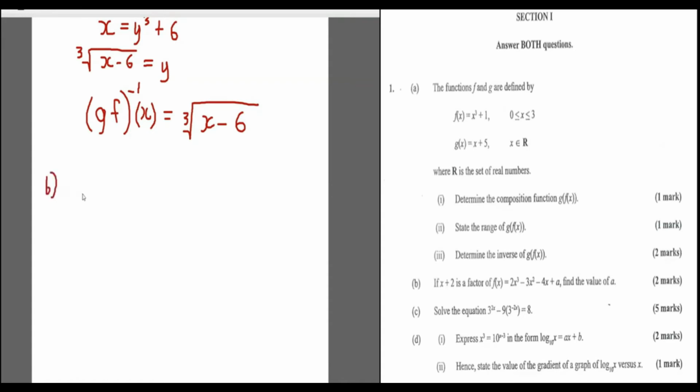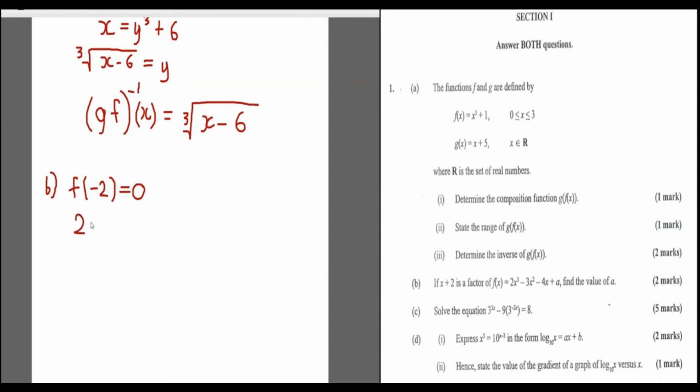Now, if x plus 2 is a factor of f of x, then what that means is that f of minus 2 is equal to 0. How do we know that? f of negative 2 is equal to 0 because x plus 2 is a factor. And so we're going to substitute in the function for f of x.